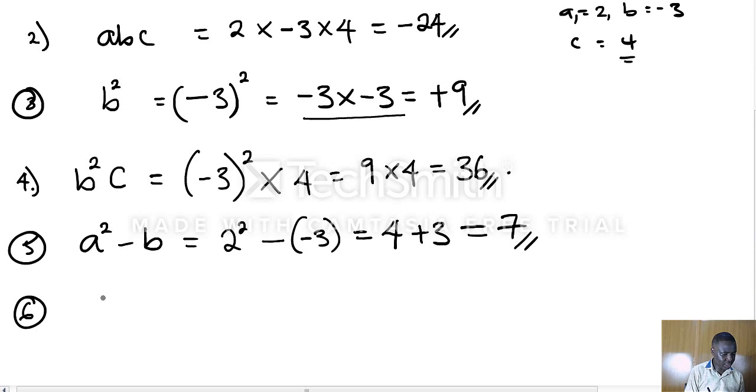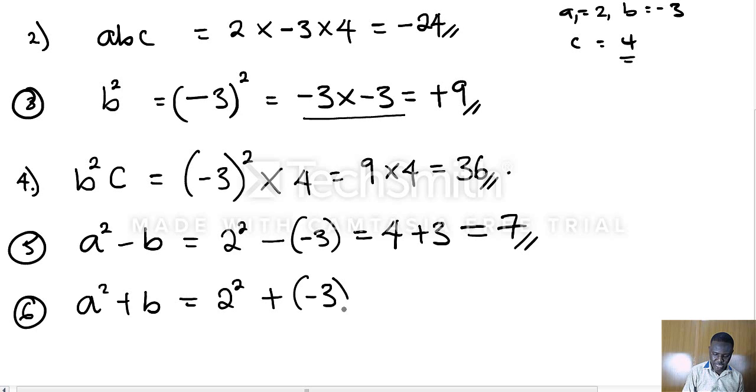Question 6 says A squared plus B. We'll substitute as usual. This will be 2 squared plus B. B is said to be -3. This is equal to 2 squared is 4. We'll also multiply -3 by the positive, and this will also give us -3. And 4 minus 3 is said to be 1.